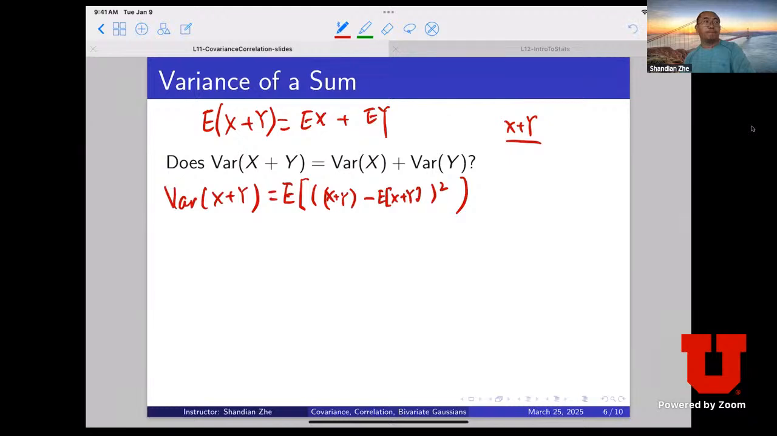Okay. Then let's do some simplification, right? Inside the parentheses, we got X plus Y subtracted by, and here we can use the linearity of expectation. The expectation of X plus Y equals the expectation of X plus the expectation of Y, right? Question?